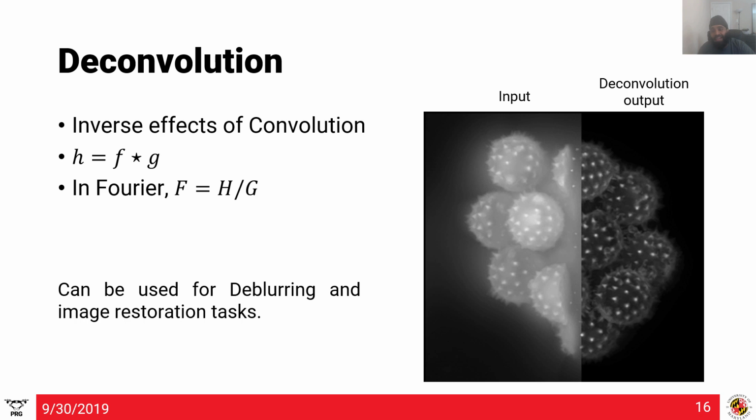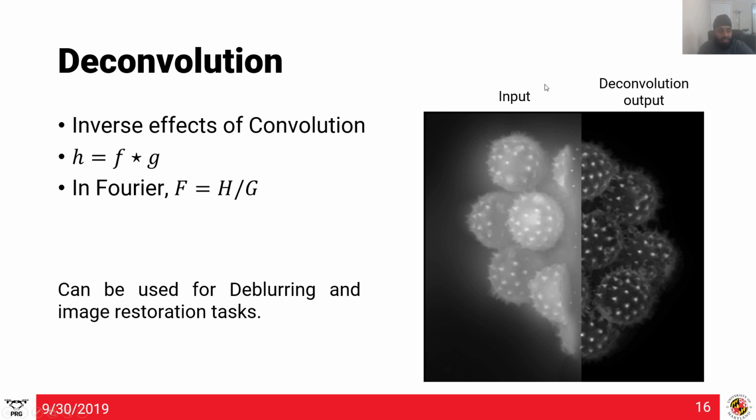Deconvolution, as the name suggests, is simply a process that reverses the effects of convolution on given information. It is generally implemented by computing the Fourier transform of the signal h and the transfer function g, where h equals f convolved with g. In the frequency domain, assuming no noise, we can write that f equals h divided by g. It can also be used for deblurring and image restoration tasks.